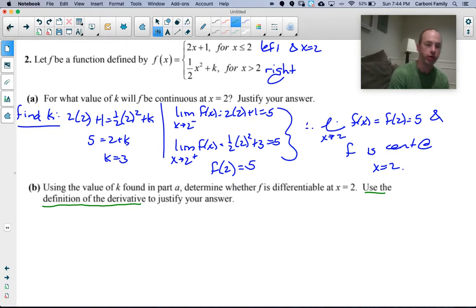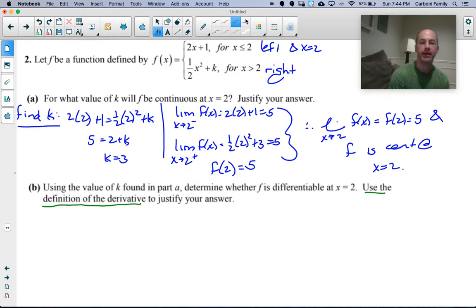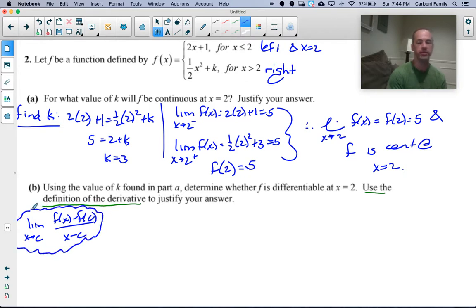And remember, to show differentiability, we've already established continuity. We now need to show that the left and right sides of the derivative are the same. And we have to use the limit definition of the derivative, of which there are 2 methods, but I'm going to use this one: the limit as x approaches c of f of x minus f of c over x minus c. That is the limit derivative I'm going to use. You could use the h approaches 0 method. I just think this one is a little bit nicer.